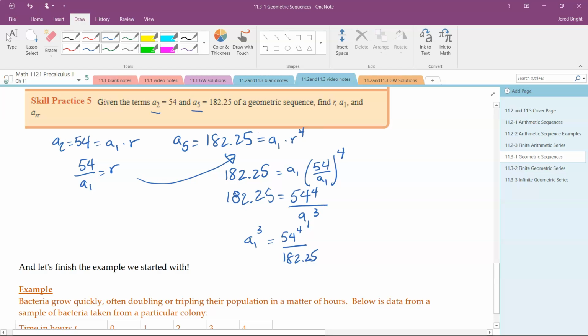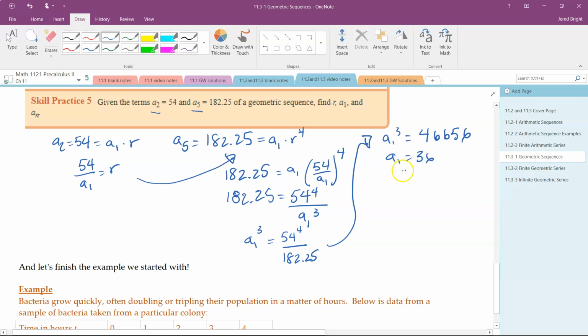182.25. Okay, and now comes the calculation part. So I need to type this in my calculator and then undo the 3rd power by cube rooting it. So let me just come up here. A1 to the 3rd is going to be 46656, and then if I take the cube root of that, I get 36.